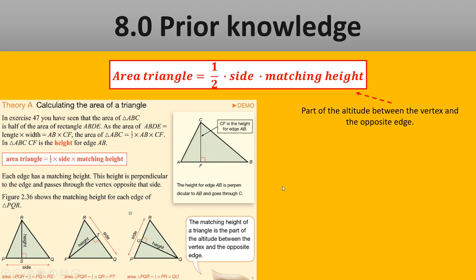We've learned that the area of a triangle is equal to a half times the side times its matching height. And the matching height was part of the altitude between the vertex and the opposite side, right? So for example here I could say half times AB, and then the matching height was CF. Why? Well, that's going to be perpendicular on AB to point C. And sometimes you use different sides, then you use different matching heights. Just remember, the matching height is always perpendicular on that side and goes through the opposing vertex.